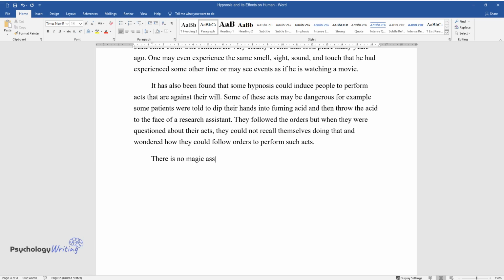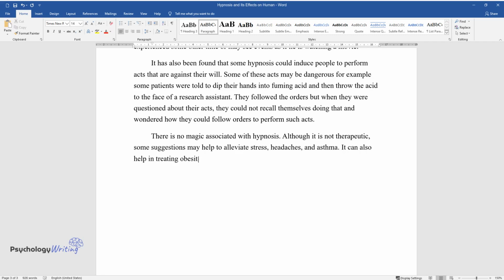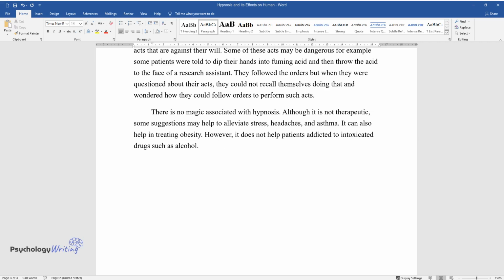There is no magic associated with hypnosis. Although it is not therapeutic, some suggestions may help to alleviate stress, headaches, and asthma. It can also help in treating obesity. However, it does not help patients addicted to intoxicating drugs such as alcohol.